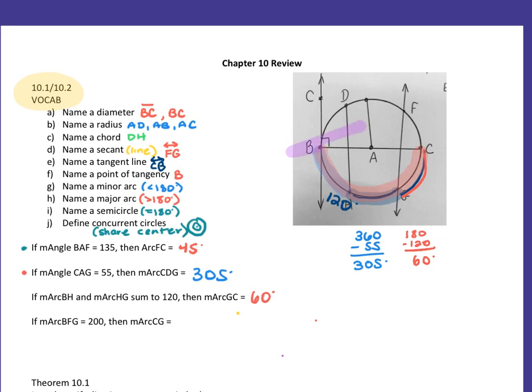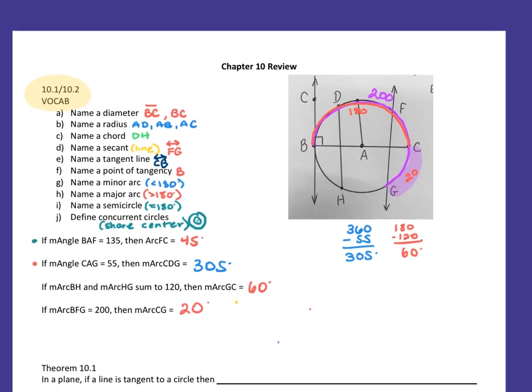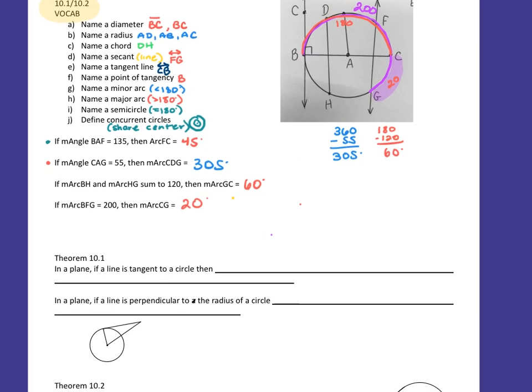And the last example on there says arc BFG is 200. And it wants you to find arc CG. Well, I again have a semicircle in here. This would be 180. Take that away from the 200, and that means that there's 20 degrees left over. So CG would be 20. So you would want to be able to find the measurements and also classify them as semicircle, major, or minor arcs.